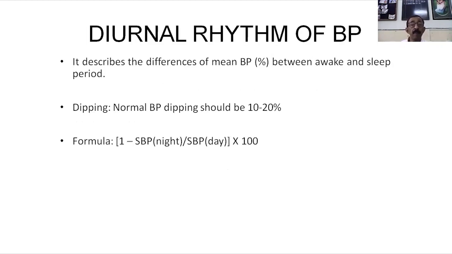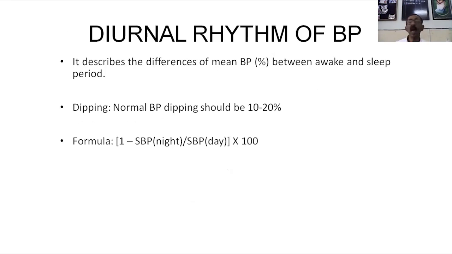Now, diurnal rhythm. We know there are differences in the blood pressure during the awake and sleep periods. So the diurnal rhythm describes the differences of mean blood pressure between the awake and the sleep period. Normal physiology shows us that during nighttime, there is a dipping in blood pressure by about 10 to 20%. This is normal.